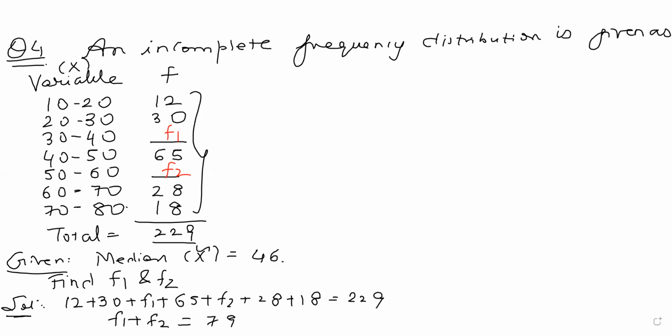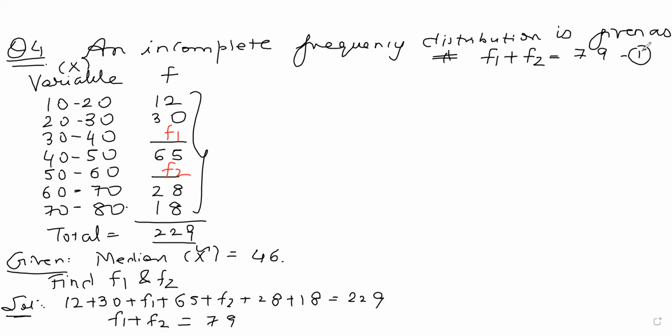Basically, take everything to the right hand side except F1 and F2. Solve, you get F1 plus F2 as 79. So my first equation, which I need to solve, is F1 plus F2 is equal to 79. That's equation number 1.